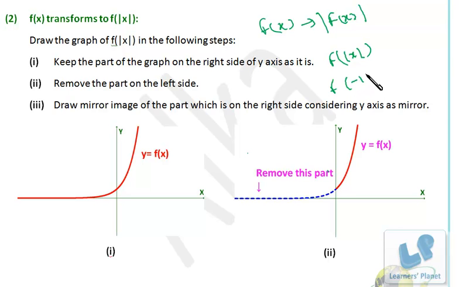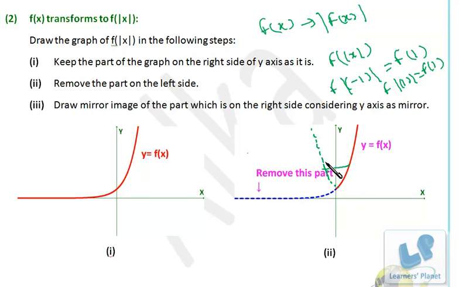Suppose I have f(-1). If I take modulus, it will still be f(1). And if I have f(1), then also it is f(1), right? So what is happening is, if x is negative or positive, the value of y will be the same. So whatever is the negative part, that is the part on the left hand side of the y-axis, you have to remove this part.